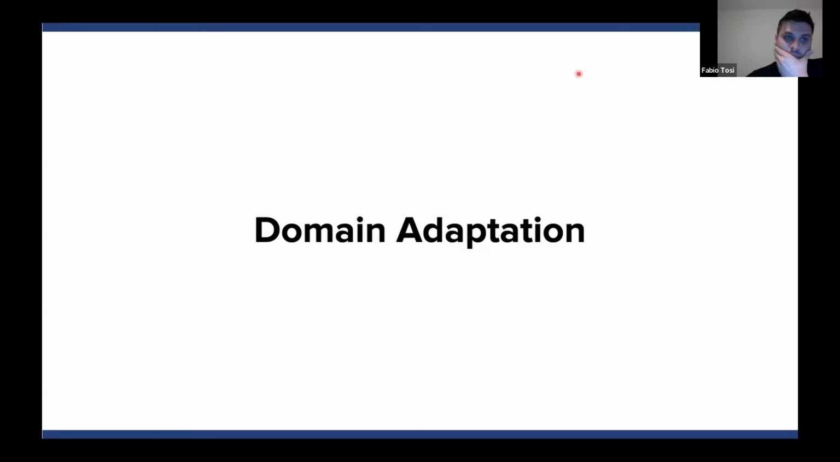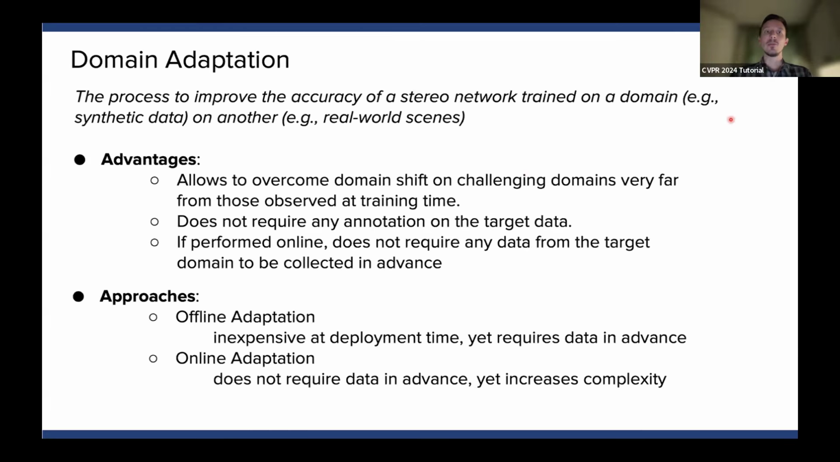Sure. I'll try to be short so we can have a recap on both approaches to deal with domain shift. So in the next 15 to 20 minutes, I will talk about an orthogonal strategy to deal with domain shift, which is domain adaptation. And from the introduction, we already mentioned that this technique is a little more longstanding. It existed before the researchers started to pursue generalization and robustness. And let's say domain adaptation can be defined as the specific process of trying to improve the accuracy of our stereo network on a specific domain that has not been seen during training.